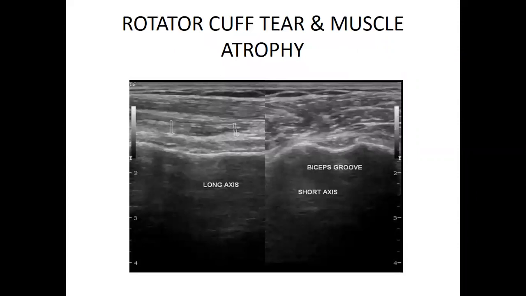This one I also wanted to show the bulkiness of the muscle itself. You can see the bicipital groove, when you look at the short axis here and the long axis here, this bicipital groove looks okay, but when you look at the bulkiness within the muscle, there is a difference. So sometimes patients, especially in old age, may present with muscle atrophy, which you may appreciate on ultrasound.